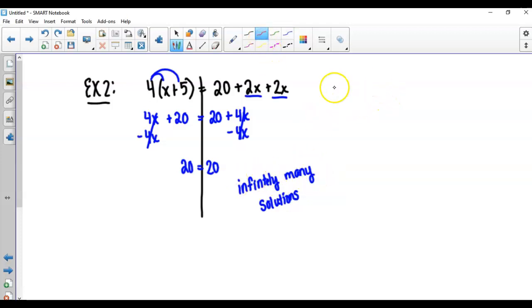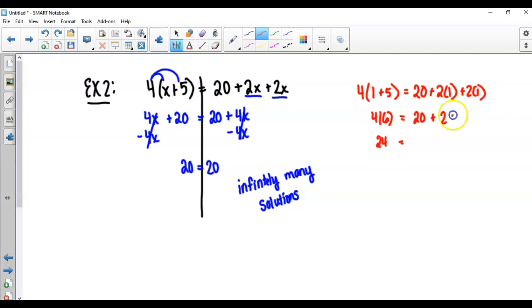I'm just going to show you that any number works here. 4 times 1 plus 5 equals 20 plus 2 times 1 plus 2 times 1. So if I check this, 1 plus 5 is 6, so 4 times 6 is 24. Over here, this would be 20 plus 2 plus 2, and 20 plus 2 plus 2 is also 24, so that equation is the same on both sides. But I just picked 1 to plug in. What if I picked another number? What if I picked negative 2?